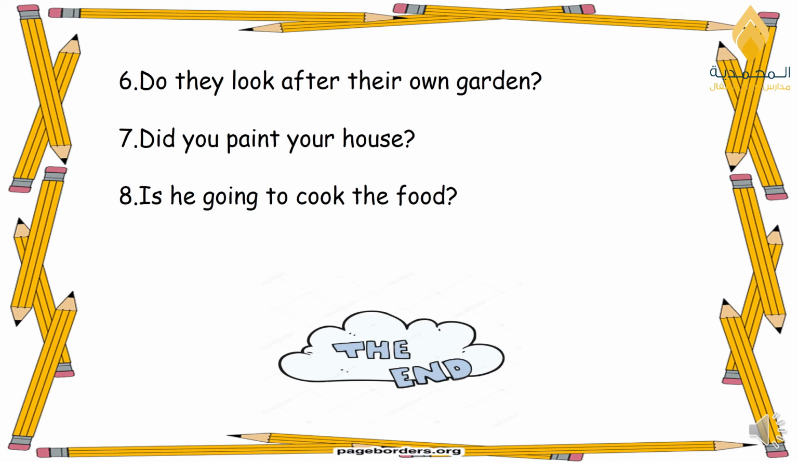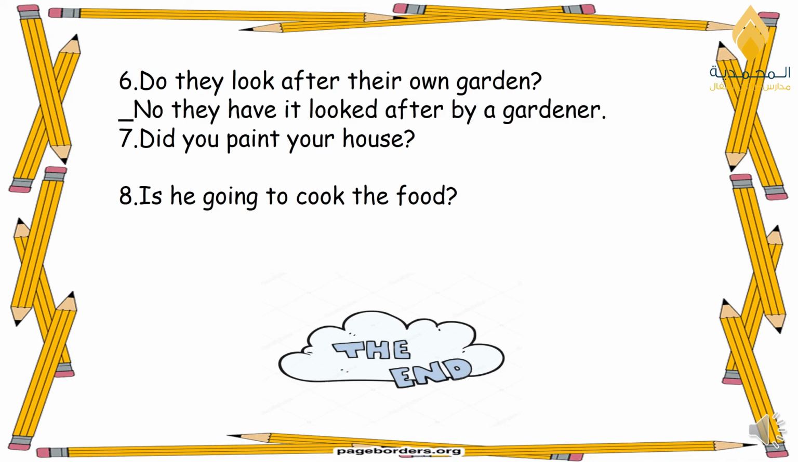Now sentence number 6. Do they look after their own garden? When you see the question starts with do, you can tell that the question is asked in the present simple. So you have to answer in the same way. You cannot use have, had, or got here. It is wrong because I'm asking you in the present simple, so you have to answer in the present simple. No, they have it looked after by a gardener.